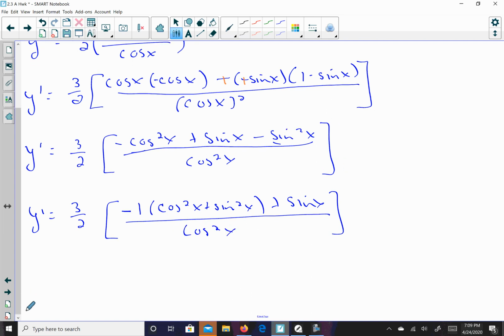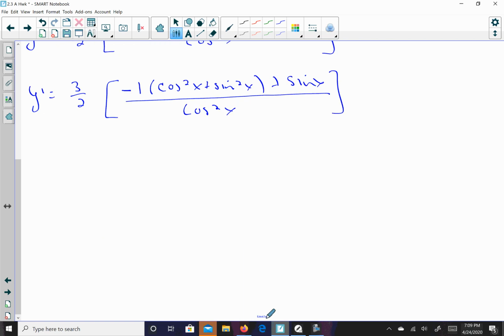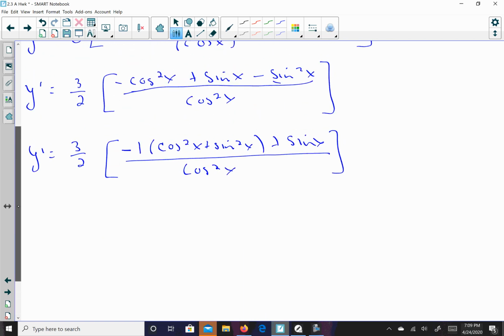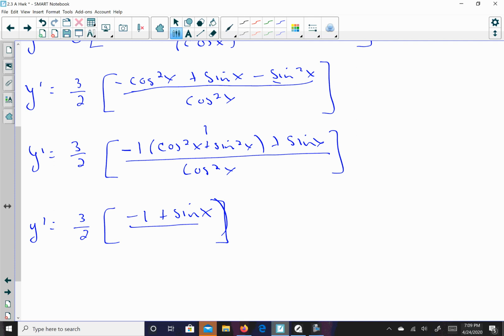Now, from this point on, this is not calculus. This is like trig and algebra work that I'm doing. So here's 3/2. I'm still bringing along. This cosine squared plus sine squared, remember, is equal to 1. So this will be -1 plus sine of x. And then cosine squared x, I'm going to rewrite as 1 minus sine squared x. Again, Pythagorean identity, you should remember that.